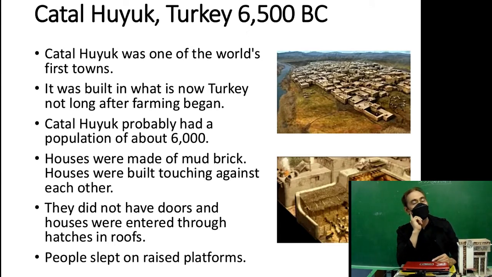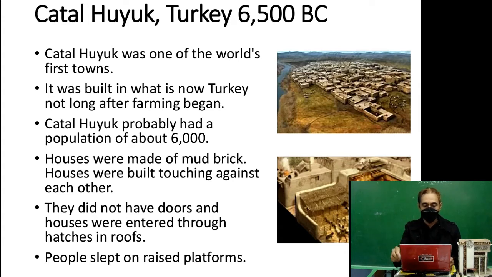Catalhuyuk, Turkey, 6500 BC. Catalhuyuk was one of the world's first towns. It was built in what is now Turkey, not long after farming began. Catalhuyuk probably had a population of 6,000. Houses were made of mud brick and built touching against each other. They did not have doors, and houses were entered through hatches in the roofs. People slept on raised platforms.